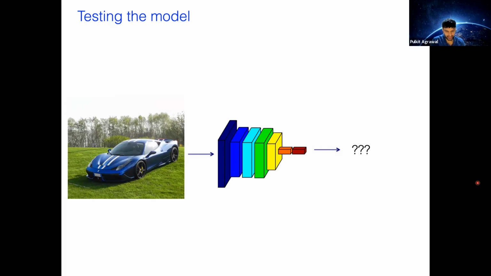So one question which I want you to ponder about is, what will the network predict? Will the network predict that this is a car, or will the network predict that this is not a car? I have just launched a poll for that, and I encourage you to think about this.